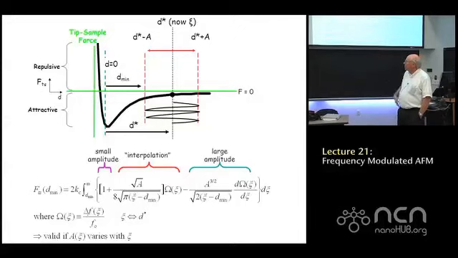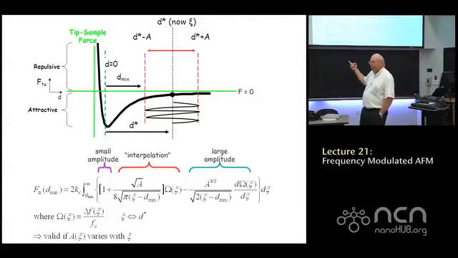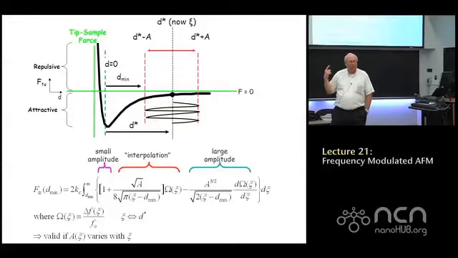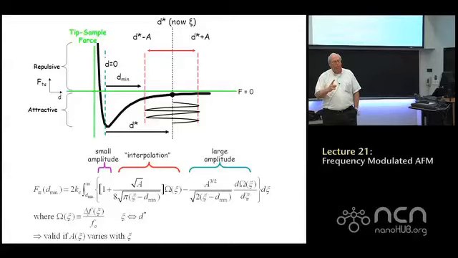And so using this formula, the take-home message is that if you can measure the frequency shift as a function of position, and you put that information into this formula, and if you know the amplitude of oscillation of the tip, and if you know the spring constant of your cantilever, then you can actually map out experimentally the force as a function of position, just by measuring a frequency shift. So that's really a cool idea.